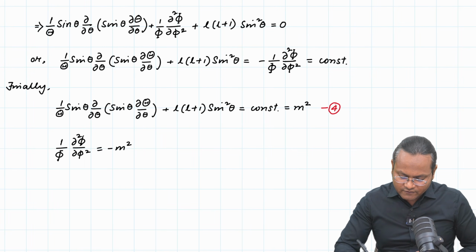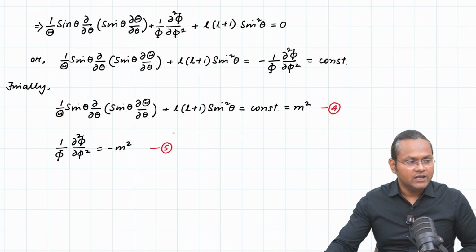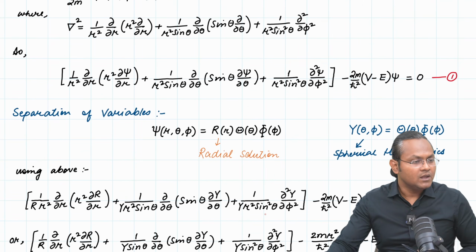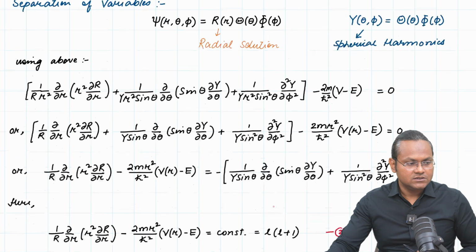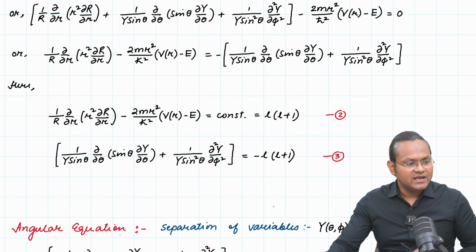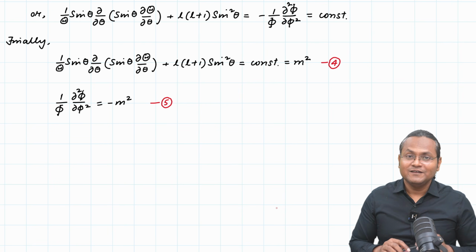So we have successfully separated the original Schrodinger equation, which was a partial differential equation containing functions of theta, functions of r, functions of phi, into three distinct differential equations. Equation number 2, which is the radial equation, and equation number 4 and 5, which are the angular and the azimuthal equations. Let us solve them one by one.